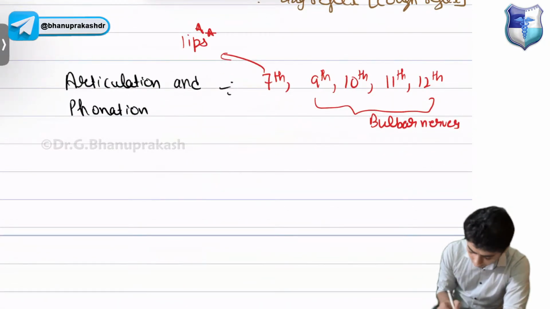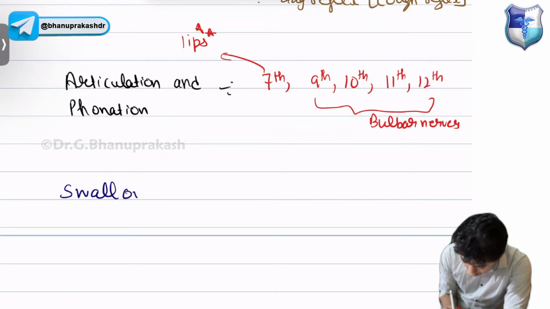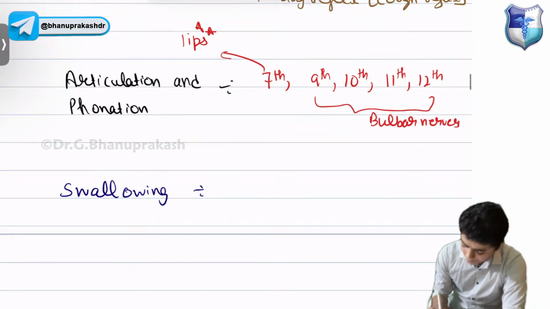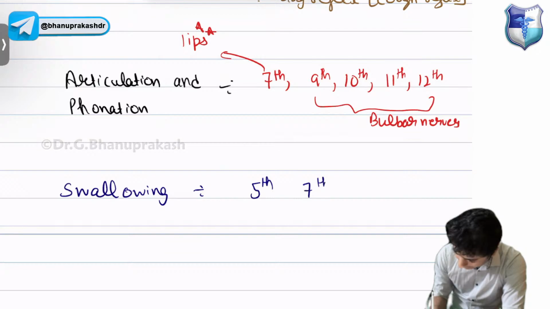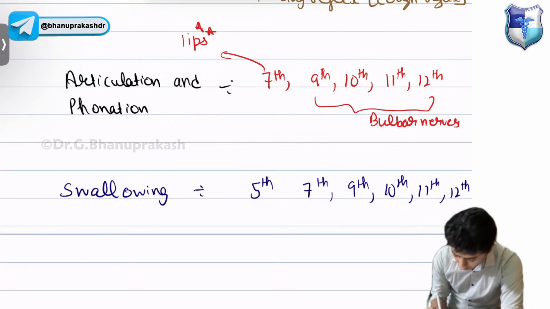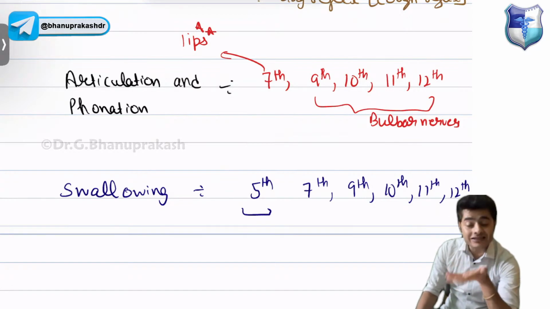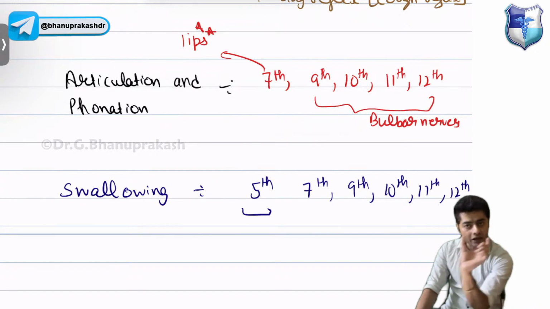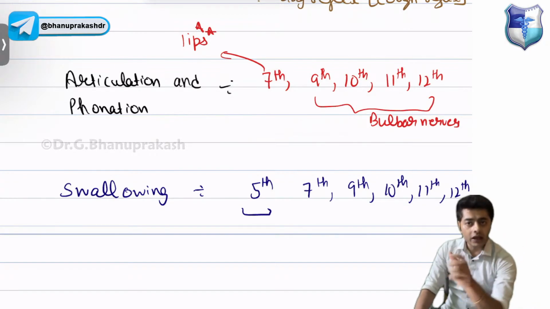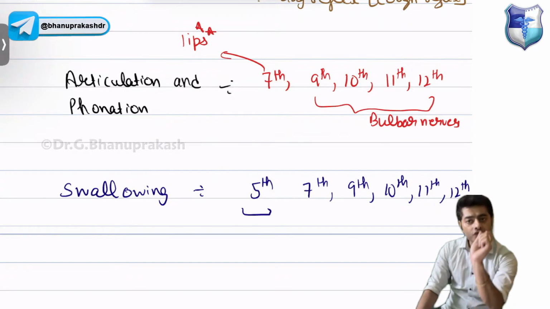And when it comes to your swallowing, it is your 5th, 7th, 9th, 10th, 11th, and 12th. Now you will say, sir, you have added this extra 5th nerve. Because your trigeminal nerve, that is the fifth nerve, helps in mastication, chewing of food. If this is affected, then can you chew food? No. So it will lead to problem in your swallowing. So for articulation and phonation, bulbar nerves plus 7th nerve. For swallowing, your bulbar nerves plus your 7th and 5th nerve.